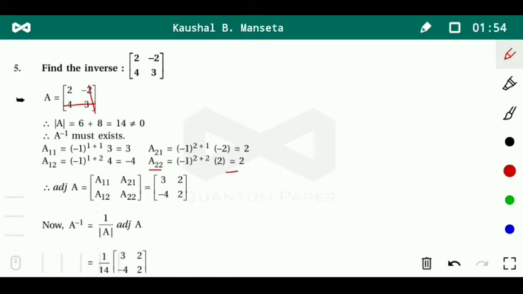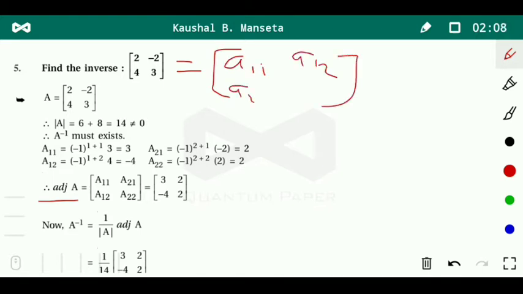So it gives 2. Now we have to write adjoint of A equal to the transpose form. Here A11, A12, A21, A22. Now we have to take transpose of the given elements. So we write capital A11 column wise, capital A12, capital A21, capital A22. Now we have to put the value of cofactors. So 3, 2, minus 4, 2. It gives adjoint of A.